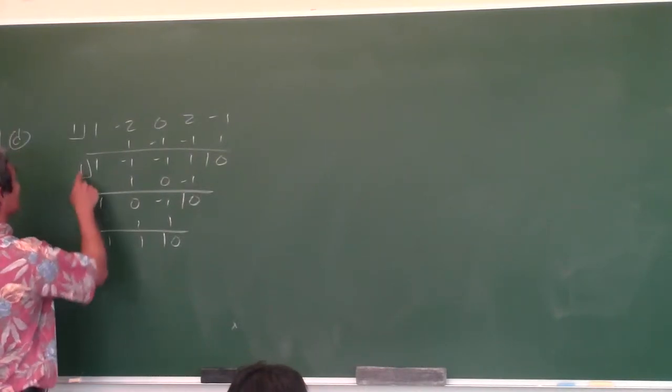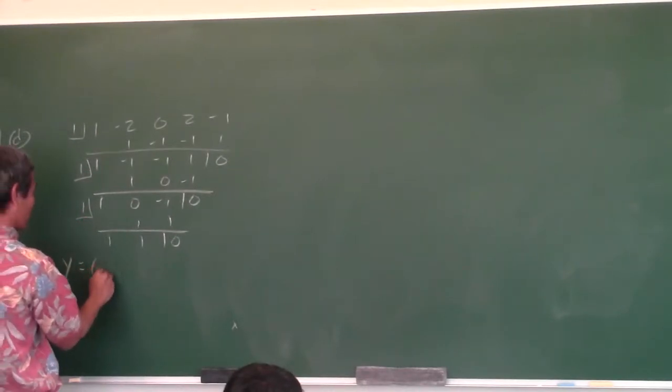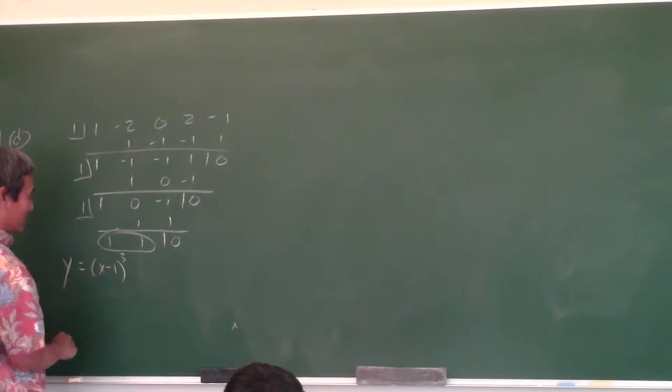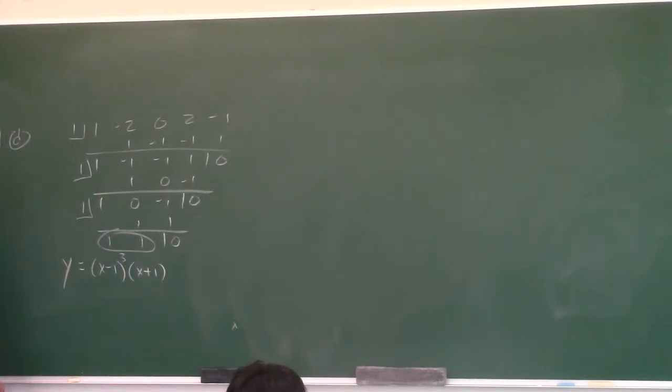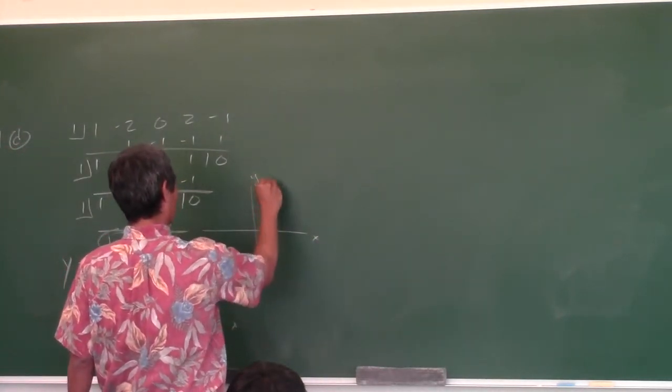But. Y equals, so you got 1, 1, and 1. That means this is x minus 1, x minus 1, x minus 1. Doesn't that mean x minus 1 cubed? And what does that stand for? X plus 1. X plus 1. And then now it's in factor form. Now it's like all the other problems. So would you like me to graph it? No. Too late. I'm doing it.